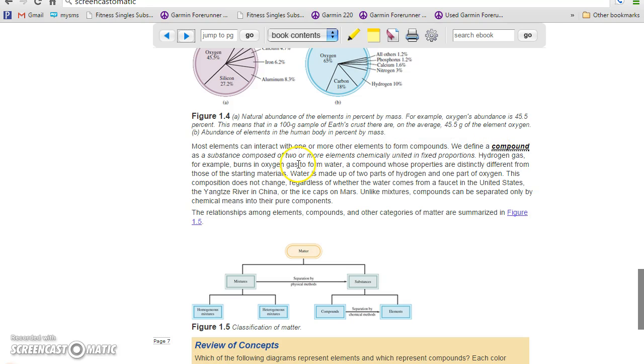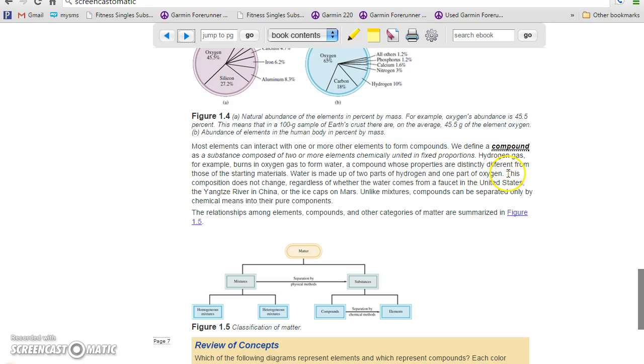Hydrogen gas, for example, burns in oxygen to form water, a compound whose properties are distinctly different from hydrogen and oxygen. It doesn't sound like they're saying much, but it is a common misconception. People think that water, H2O, should have a lot of properties of hydrogen and a lot of properties of oxygen. It bears almost no resemblance to the individual elements. It is its own thing, and that's really why molecules are so much more important than elements for a practicing chemist.